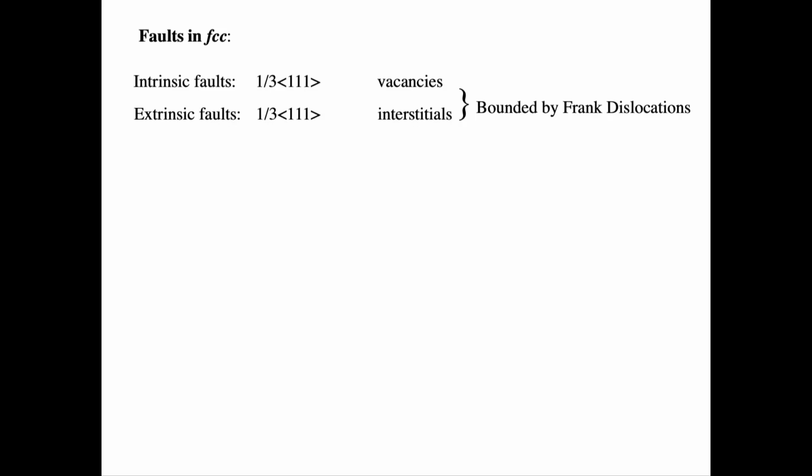Okay, so faults in FCC. Intrinsic faults, like 1/3 <111>. That's if we have an agglomeration of vacancies and they collapse into a Frank loop. And extrinsic would be 1/3 <111> also, and these will be interstitials, and these would be opposite sign, once we know what the particular 111 it is. And these faults are bound by Frank dislocations.